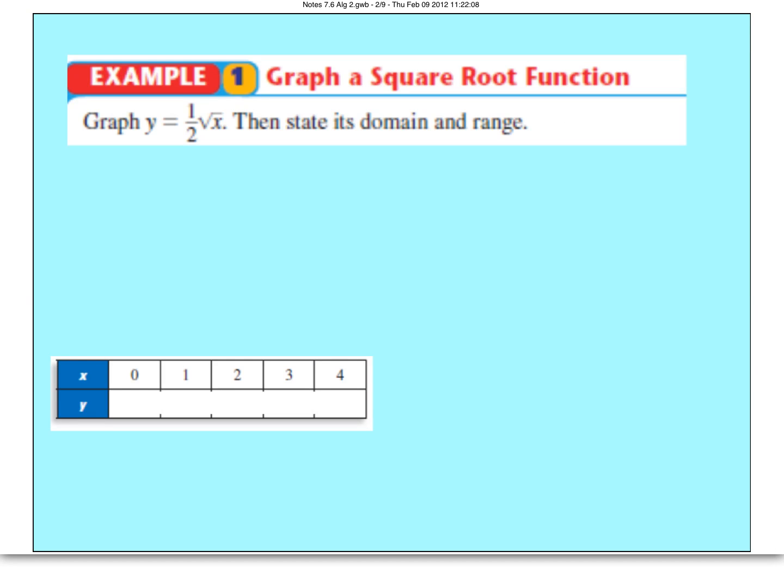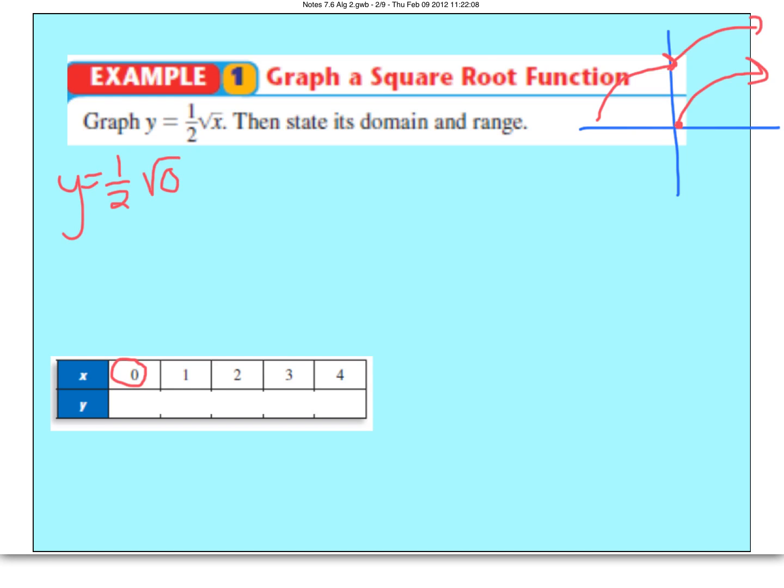Sometimes you're going to be asked to graph a function and fill in the table of values. So here we're going to do a square root function. Remember, the base shape of a square root function looks something like this. Sometimes it'll start at the origin, sometimes it'll start up here, sometimes it'll swing on over here. We just have to graph it and see. So to do this one, let's put 0 in for x first. So y equals 1/2 the square root of 0. Square root of 0 is 0, times 1/2 is 0.